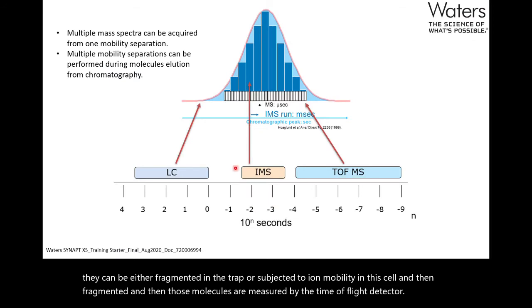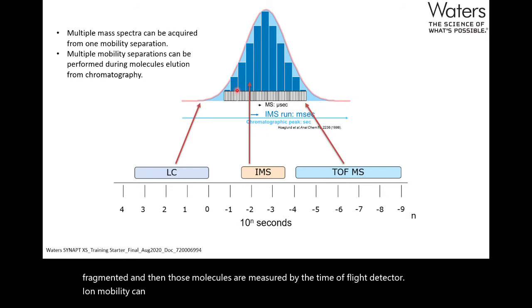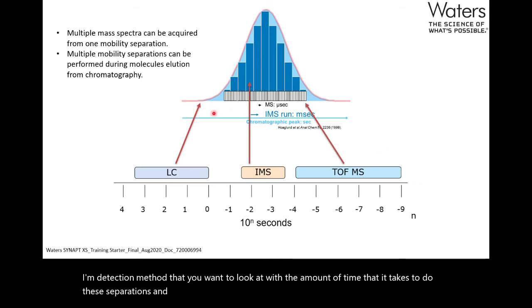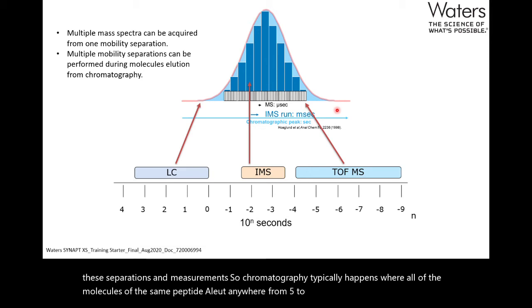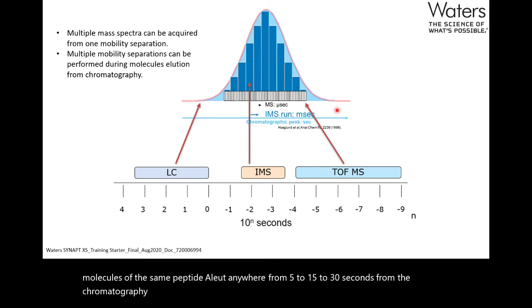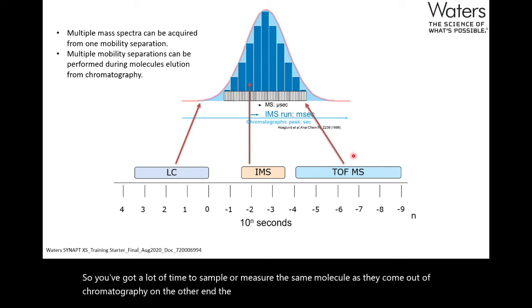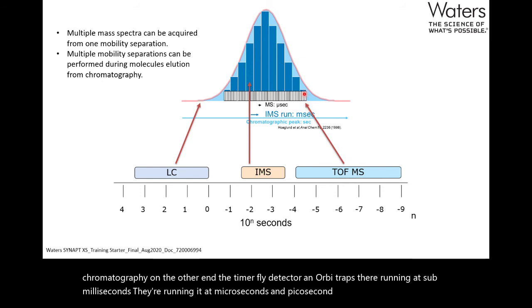So ion mobility can be considered in the middle between liquid chromatography and whatever ion detection method that you want to look at, with the amount of time that it takes to do these separations and measurements. So chromatography typically happens where all of the molecules of the same peptide elute anywhere from 5 to 15 to 30 seconds from the chromatography column. So you've got a lot of time to sample or measure the same molecule as they come out of chromatography. On the other end, the time of flight detector and Orbitraps, they're running at sub-milliseconds. They're running at microseconds and picoseconds to be able to do the detection.